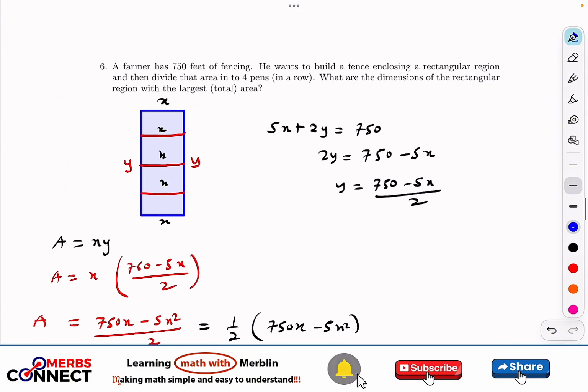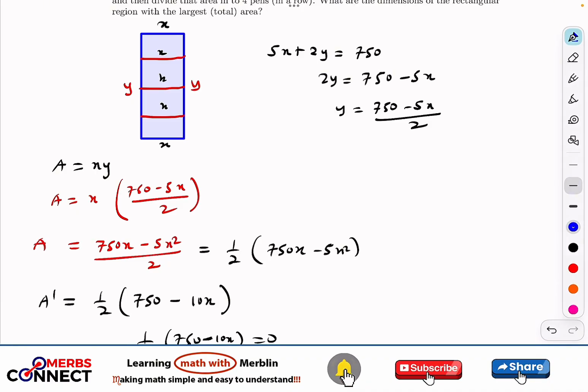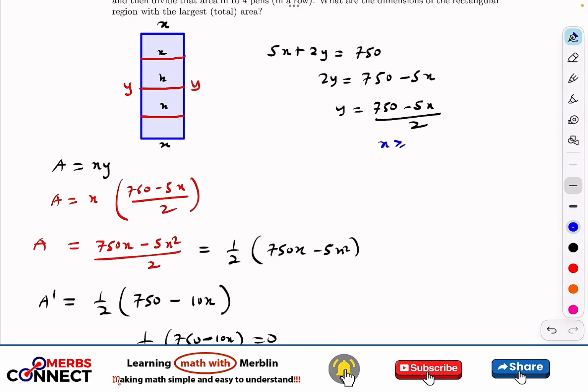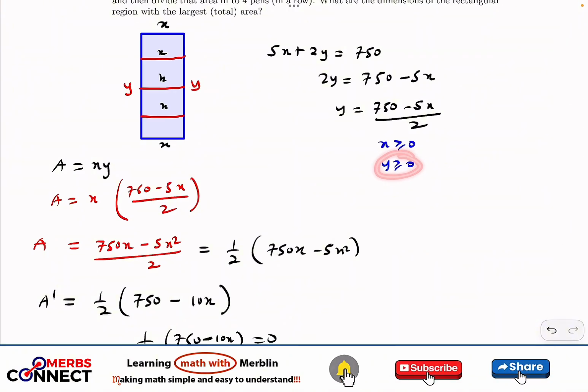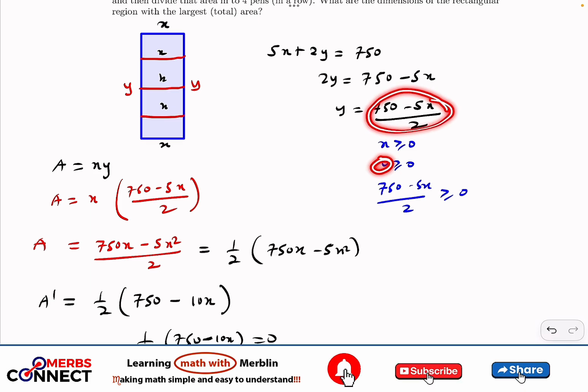Now let's find the domain. We can also find for the domain. Here, now we are dividing the function by 2, but remember 2 is just a constant, right? So it means that here our x should be greater than or equal to 0, y should be greater than or equal to 0, because it's not divided by x or y. So here, since y is greater than 0, then we can have 750 minus 5x over 2 to be also greater than or equal to 0, because this is y and it's the same as this.